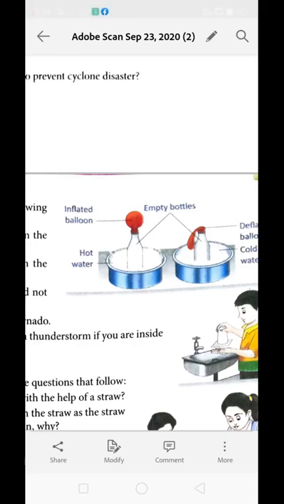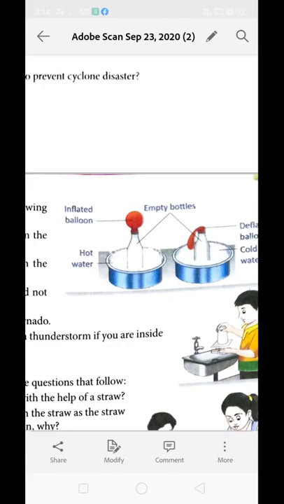Next question. Differentiate between a cyclone and a tornado. A cyclone is a disaster which occurs in sea areas, whereas a tornado can occur at any place. Okay, cyclone is what? Cyclone is caused due to fast moving air above the sea surface, whereas a tornado is caused due to an extended cloud from the sky.